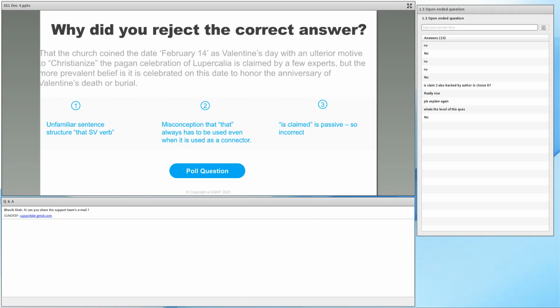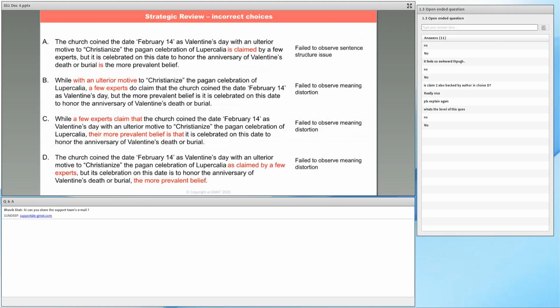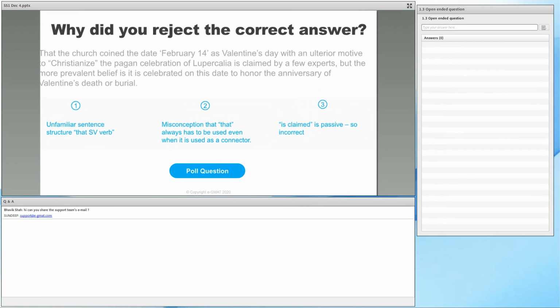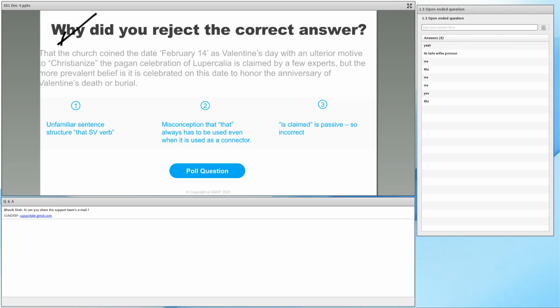Okay. Now, why is it that people reject choice E? Let me just clear all answers over here. Why is it that people reject choice E? Because they say, hey man, you have a sentence that's starting with that, I'm going to reject it right away. How many of you did that? It starts with the pronoun, I'm going to reject it right away. Why? What's wrong with that? Where did you hear that?